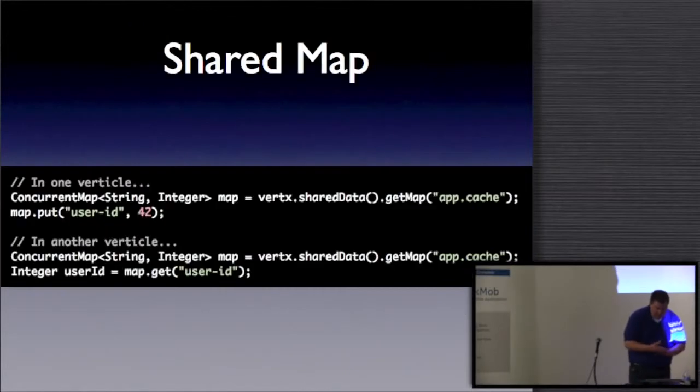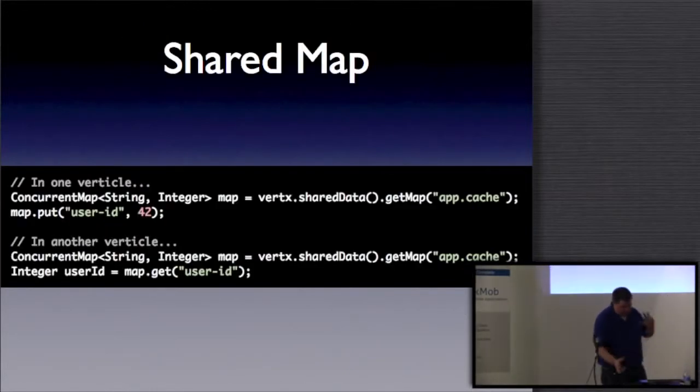So, shared map. I've got 2 verticals here, imagine that. In one vertical, I'm getting a map, app.cache. If it doesn't exist, it's going to create that map and give me back the instance, and then I'm putting in the user ID 42. In another vertical, I get the map back out, and I get the value out of the cache.